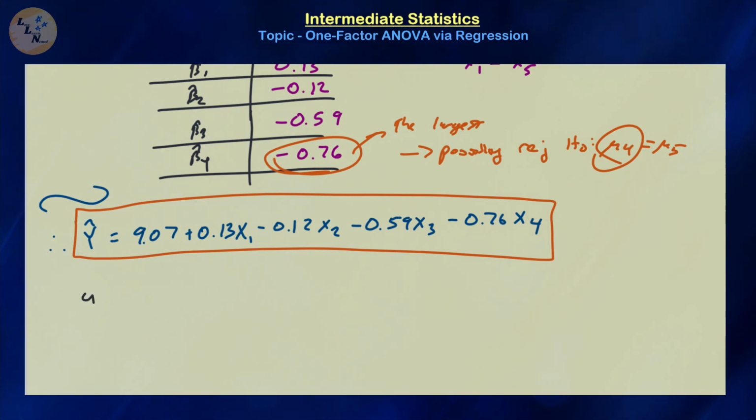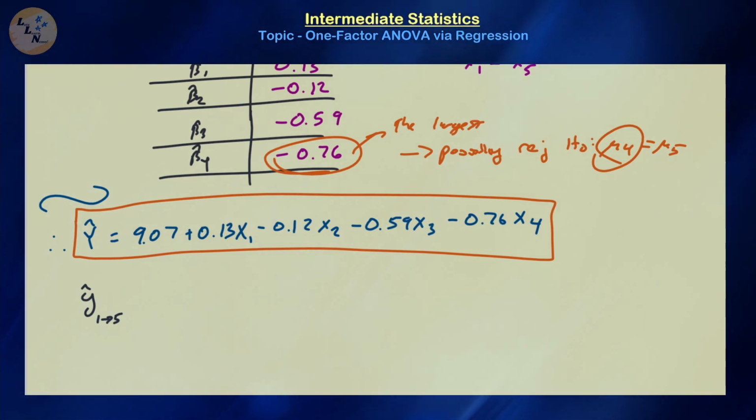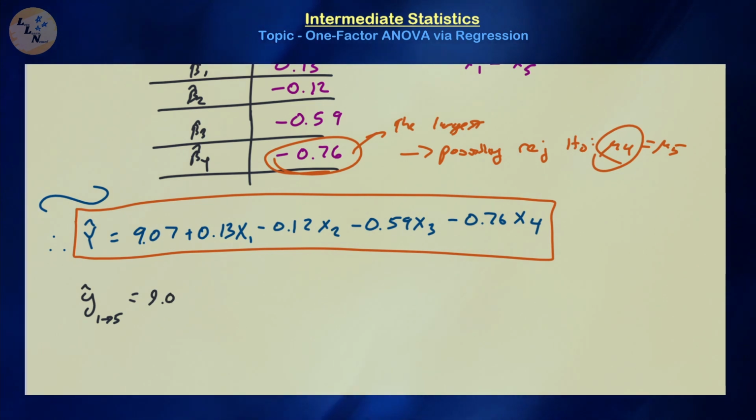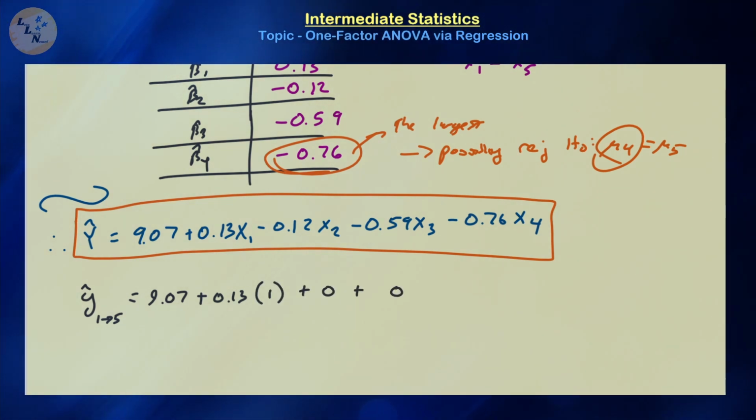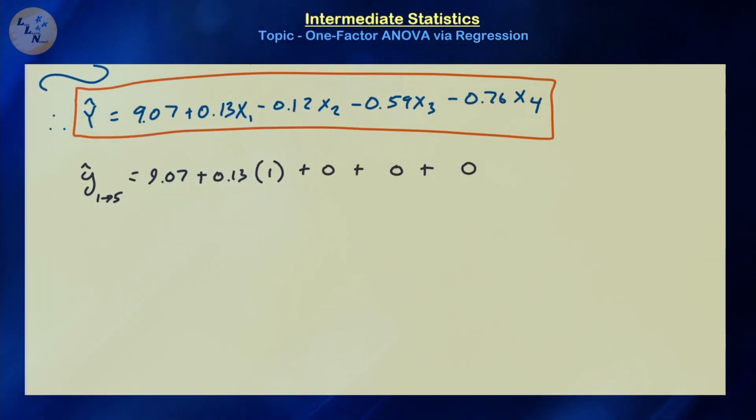So our predicted values for 1 through 5, so that is our infant preschool age group, is going to be equal to 9.07 plus 0.13. So since we're in the first age group, x1 is going to be equal to 1, and all of the others are going to be 0. So that's going to be true for 1 through 5.